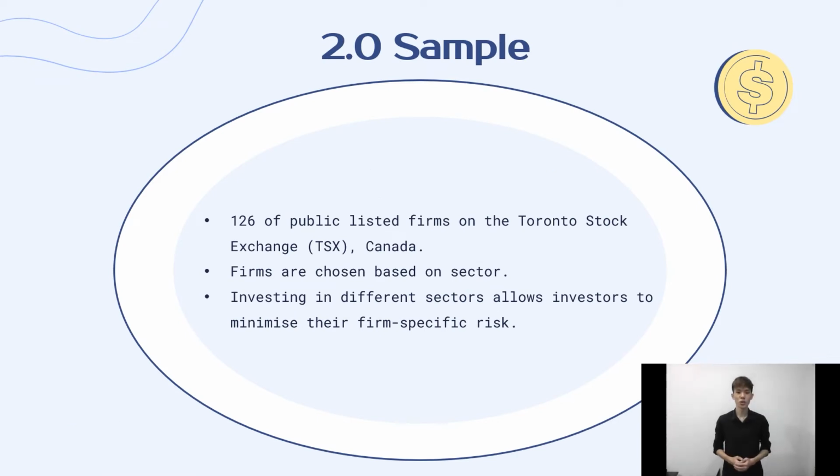Our sample includes 126 public companies listed on the Toronto Stock Exchange in Canada. The companies are selected across various sectors as requested by our client. Investing in different sectors allows us to minimize the firm-specific risk to accommodate our client's risk appetite. As such, there are 6 sectors included in the sample.